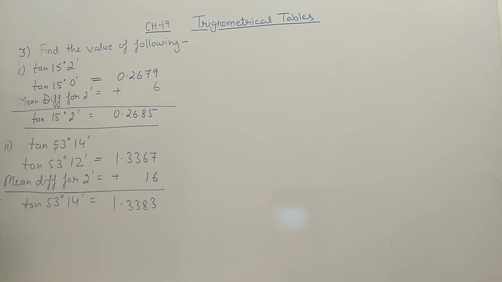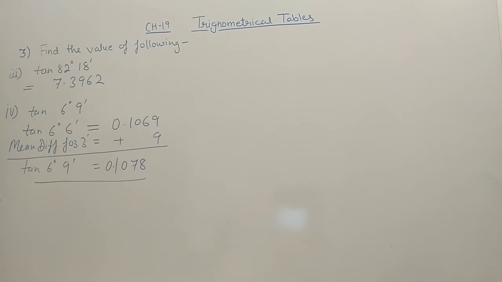Second part, find the value for tan 53 degree 14 minute. So first check the value for tan 53 degree 12 minute, 1.3367, and the mean difference for 2 is here 16. Add these two. So tan 53 degree 14 minute is equal to 1.3383. Third part, tan 82 degree 18 minutes. So this value directly you can check, 7.3962.